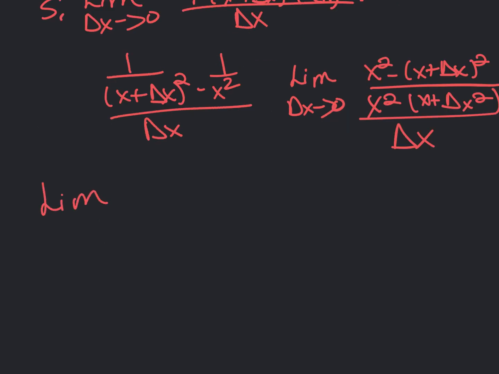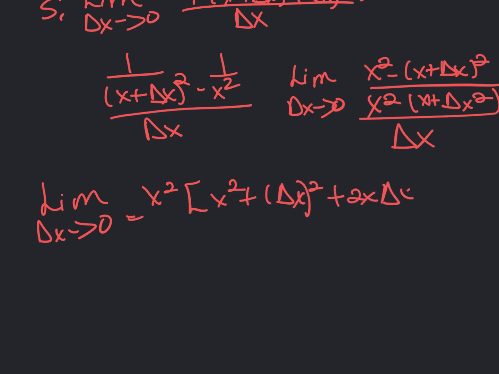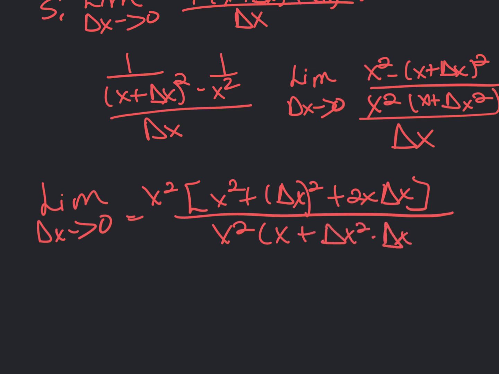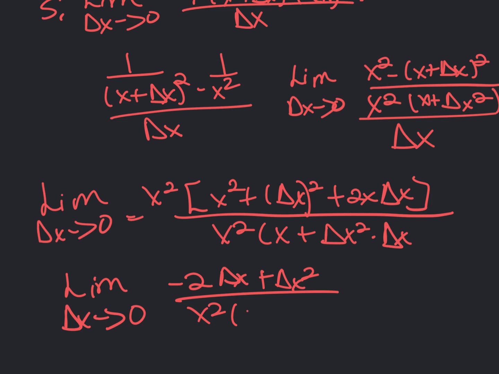As we keep going, the limit as delta x goes to 0 equals x squared minus the quantity x squared plus 2x delta x plus delta x squared, over x squared times x plus delta x squared times delta x. Limit again as delta x goes to 0. When we solve that, it's negative 2x delta x minus delta x squared over x squared times x plus delta x squared.